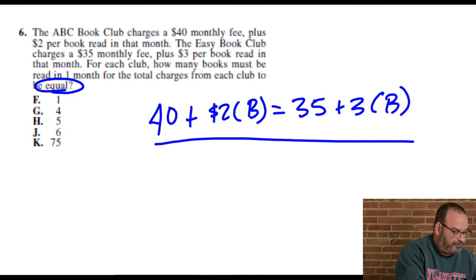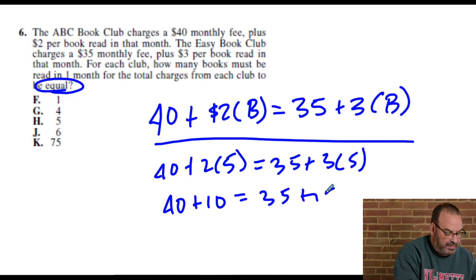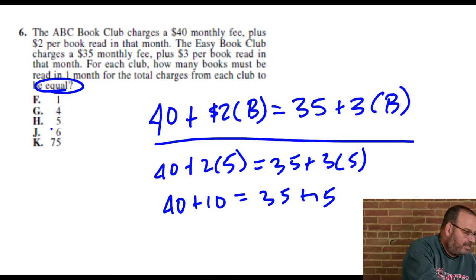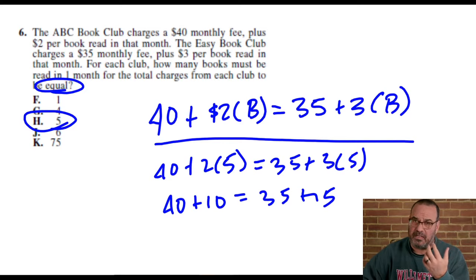So let's do 40 plus 2 times 5 equals 35 plus 3 times 5. And we get 40 plus 10 equals 35 plus 15. And 50 equals 50. The answer is 5. So it's good to practice plugging in or back solving the answers as a technique, as well as doing the algebra. This is one to practice both ways.